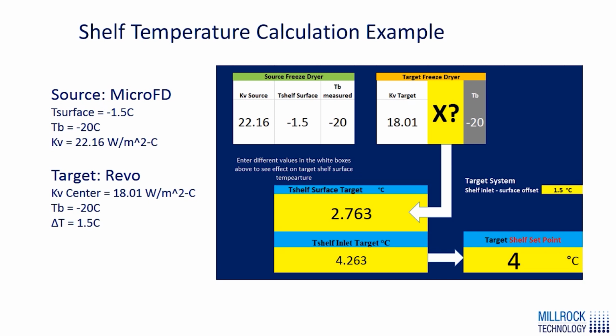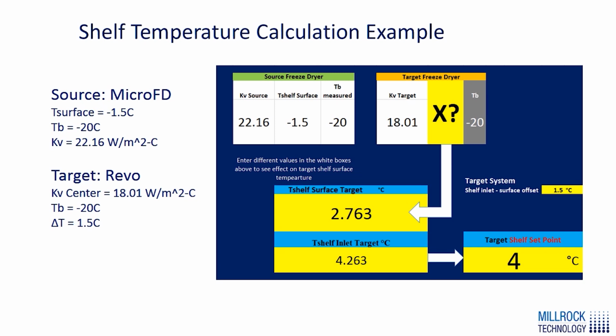And when we do that, we'll transfer our cycle so that our edge vials will dry the same as our vials in the MicroFD did, which may lead to our center vials taking longer to dry and it being a little conservative for the center vials, but also safe for the edge vials. At the same time, as we did in this example, we can transfer with the center vials in mind, so we'll use the KV from the center of our batch. So when we do this, we're going to transfer so that the center vials dry the same in the Revo as they did in the MicroFD.